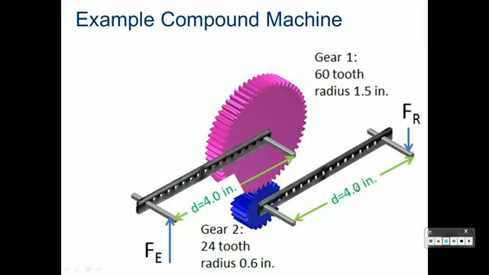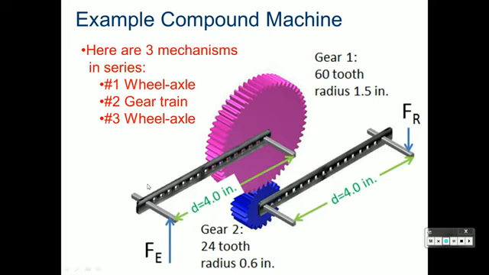In this next example, we're looking at a compound machine that has 3 different mechanisms. I have a wheel and axle, which is up here with the purple gear, and my force of effort, which is where my initial force is going in. I have a gear train between the purple and the blue gear, and then I have a wheel and axle here at the end, which is where my force of resistance is coming out.